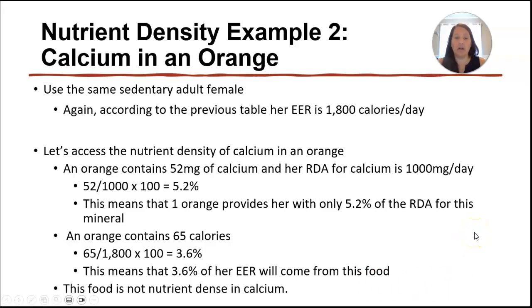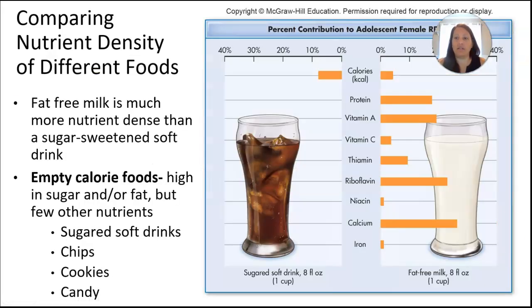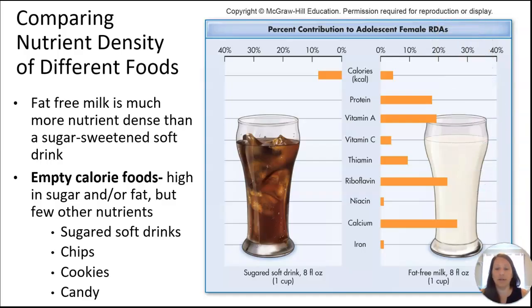Okay, so yes, oranges are definitely nutrient dense in vitamin C. When we look at calcium, not so much. Okay, it's not rich in calcium. It still has some calcium. It's still definitely a good food choice, but not nutrient dense in calcium. Still definitely a good choice though. It does have calcium and it has a lot of vitamin C. So I would say yes, it's a good choice.